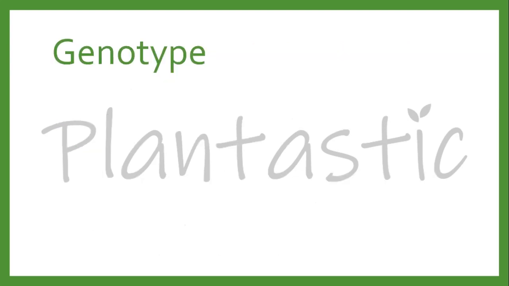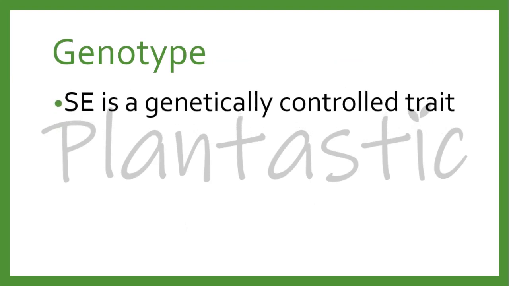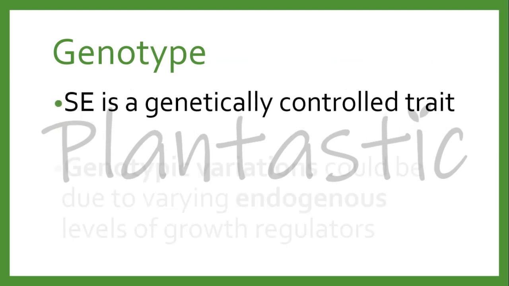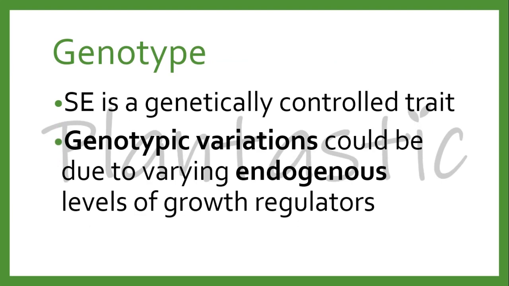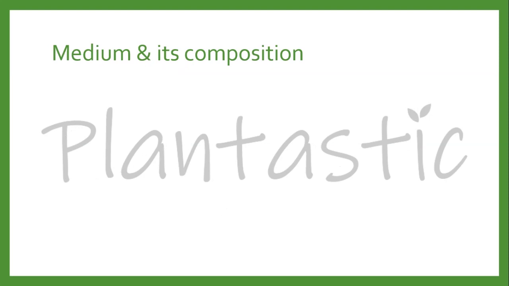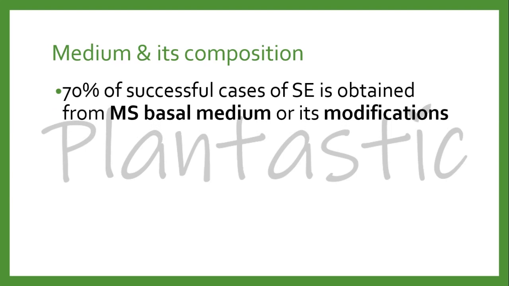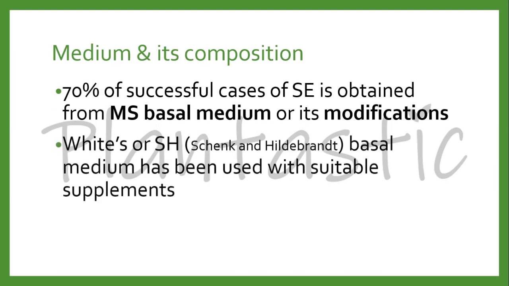As for the genotype, somatic embryogenesis is a genetically controlled trait. Genotypic variation could be due to varying endogenous levels of growth regulators, which means that there will be somaclonal variation due to the supplementation of different plant growth regulators. Besides that, the medium and its composition have a great influence on inducing somatic embryogenesis. It was found that 70% of the successful cases of somatic embryogenesis are obtained from MS basal medium or its modifications. White's or SH basal medium has been used with suitable supplements.